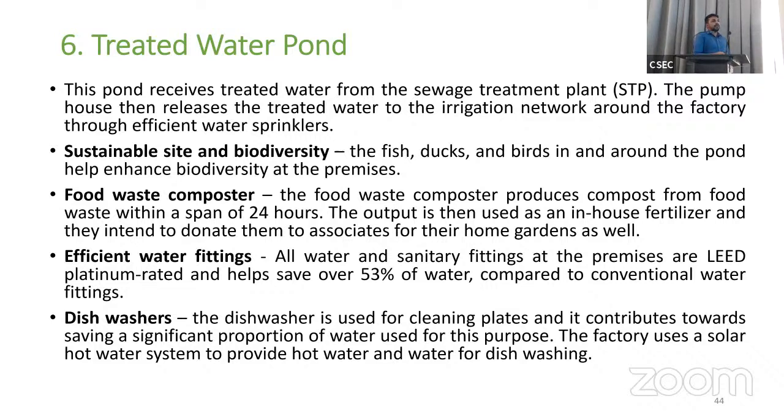Then this factory uses a solar hot water system to provide hot water, mostly for dishwashing purposes. Because of that, they have eliminated the use of electric heaters for hot water generation as well. And there are some food waste composters as well as efficient water fittings as well.